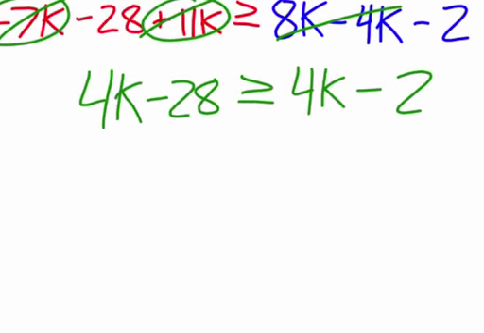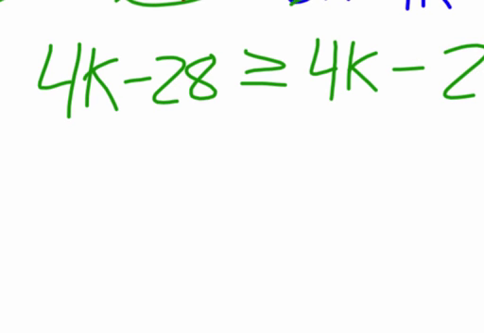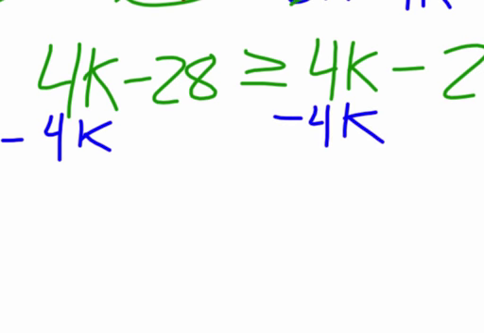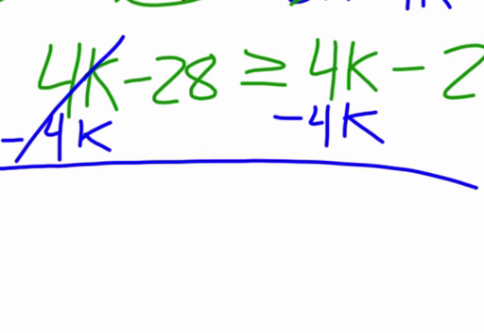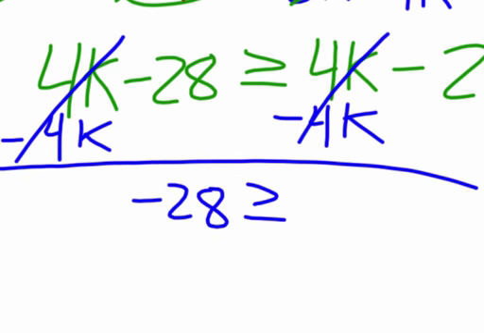Oh boy, we should be noticing something. I have a 4k on each side. Well, let's see what happens here. If I subtract 4k from both sides, what's left? Well, I have negative 28 is greater than or equal to negative 2.